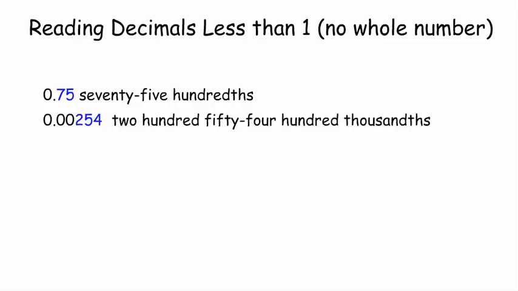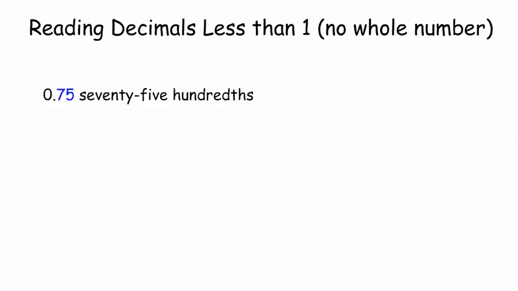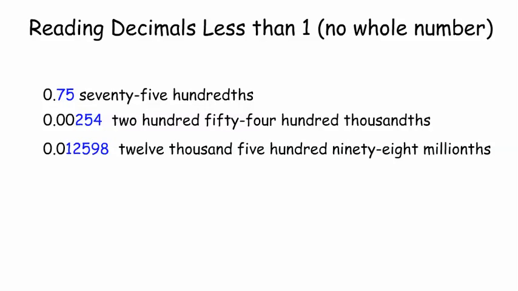So this is how to read decimals less than 1. Let's go back. So 0.75, you just ignore the decimal place and read the number that comes after. So that's 75 hundredths. Here we have ignore the decimal place and the zeros. So we have 254, and then read the last decimal place.